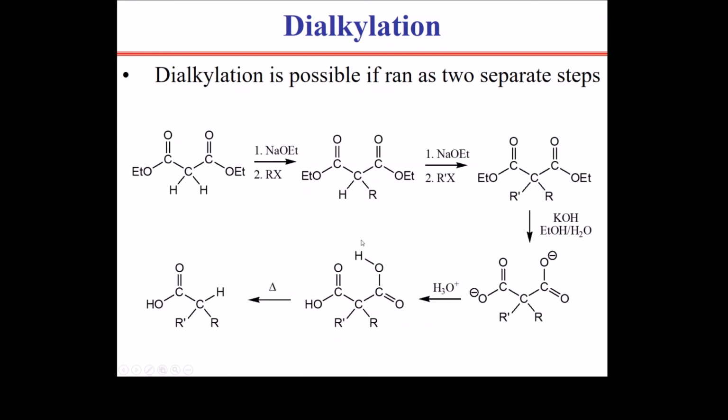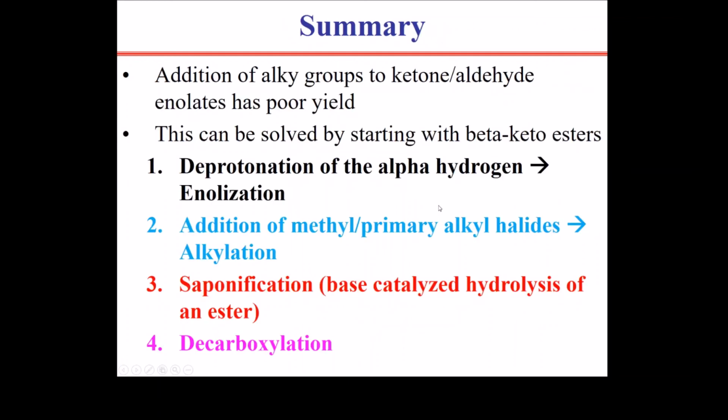decarboxylation event. So in summary, today we've looked at how you can put alkyl groups next to a ketone or an aldehyde. Doing it directly gives you poor yield, but if instead you start off with a beta-keto ester, then you enolize, you alkylate, you saponify, and you decarboxylate.